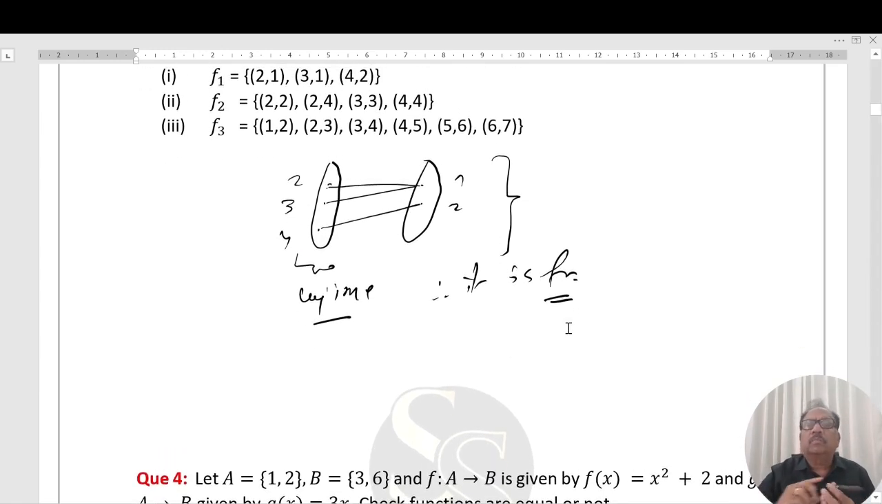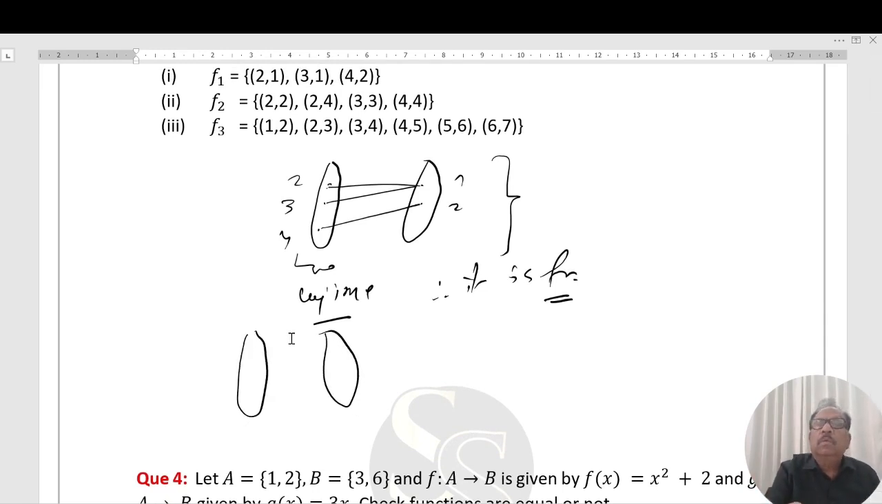Second is 2, 3, 4 and 2, 3, 4. 2 with 2, 2 with 4, 3 with 3, and 4 with 4. No, it is not a function.